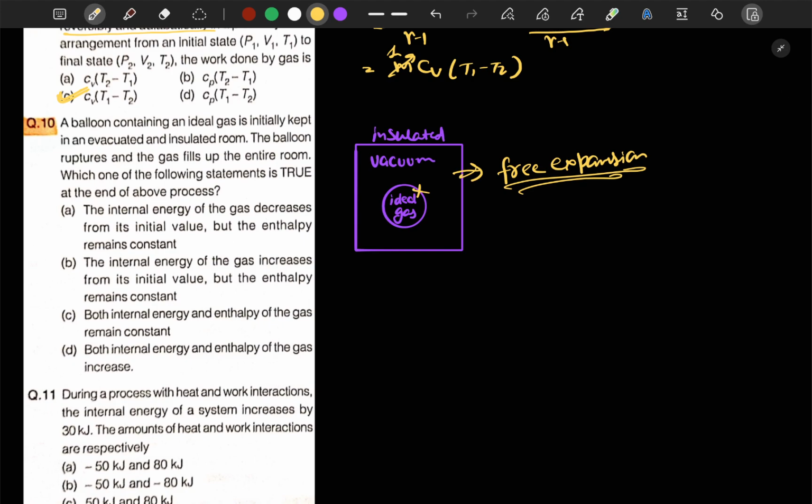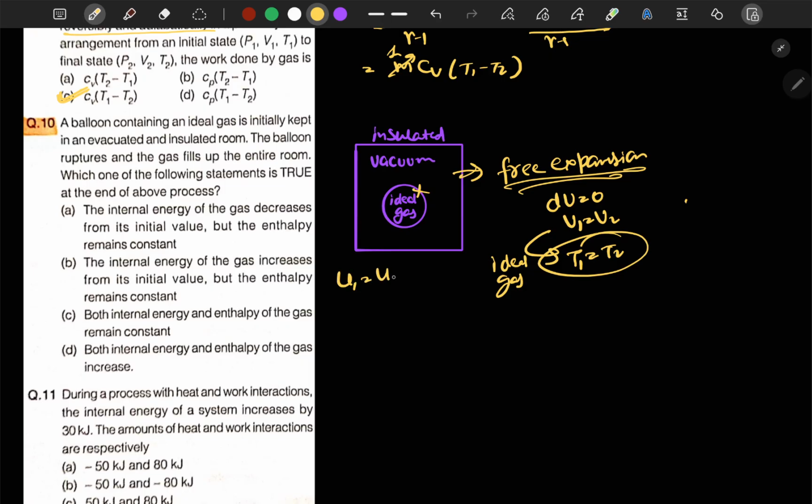In free expansion, since there is no heat transfer and work transfer, from the first law we get dU is equal to 0. It means that U1 is equal to U2, and for ideal gas we can say T1 is equal to T2. And since T1 is equal to T2, for ideal gas, in this condition U1 is equal to U2 and h1 is equal to h2. So option C is correct.